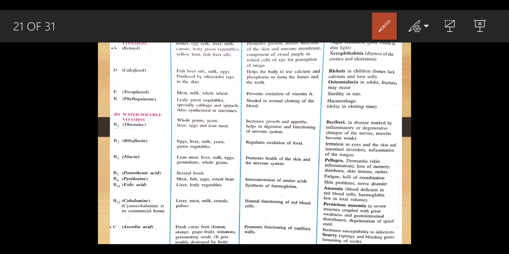Now, vitamin B1 is called thiamine. What does that mean? Vitamin B has a lot of subparts. Okay, thiamine. You are going to find thiamine in egg, liver, whole grains, etc. If there is a deficiency of vitamin B1, it causes a condition called beriberi. Okay, beriberi. What is the condition beriberi?